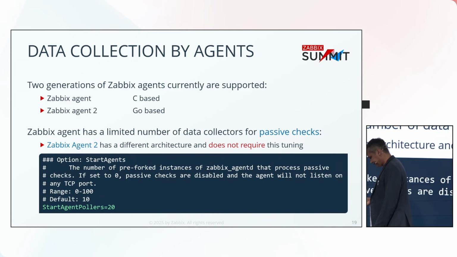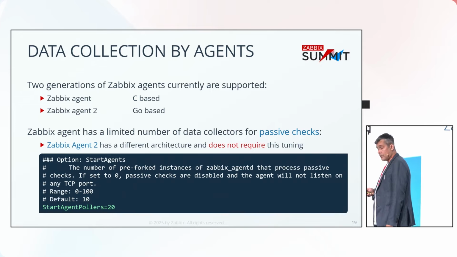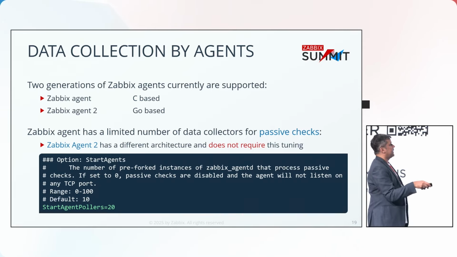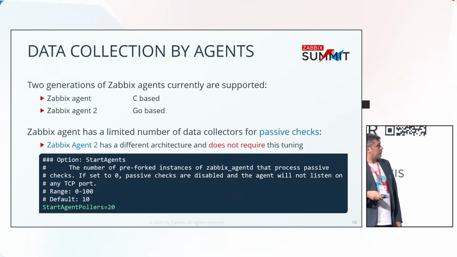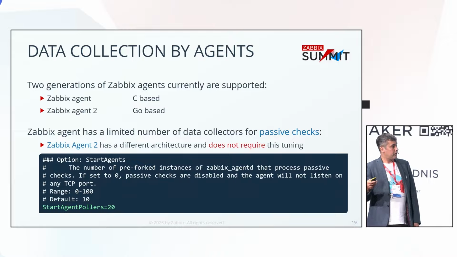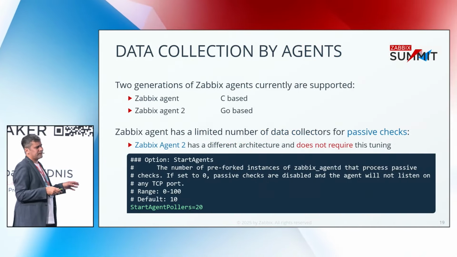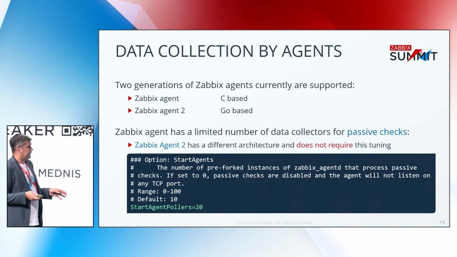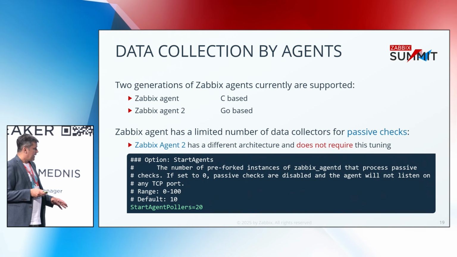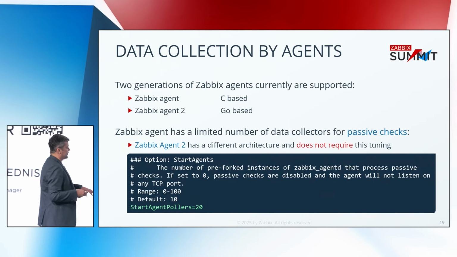And agent, well, we have 2 generations. We have agent and we have agent 2. One is C-based and runs basically on any coffee machine. And one is Go-based and requires Go language. And the Go agent doesn't require any tuning. It just works. But if you are working with a C-based agent, well, it has the parameter start agents.